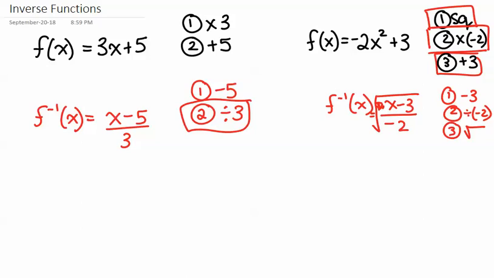Just like that. I feel like we don't always love negatives in the denominator, so you could also multiply the top and bottom by negative 1 and make that negative x plus 3 over 2. Same thing.